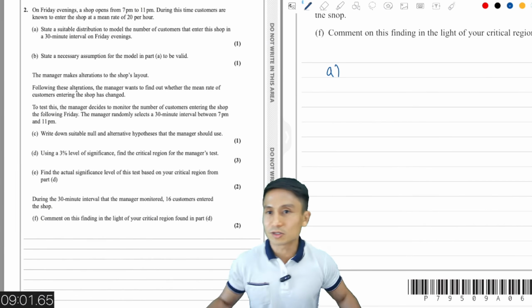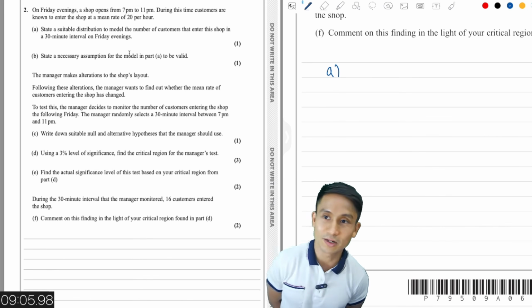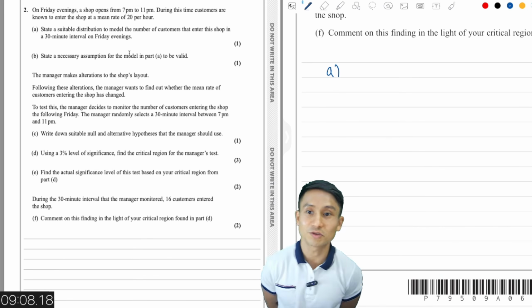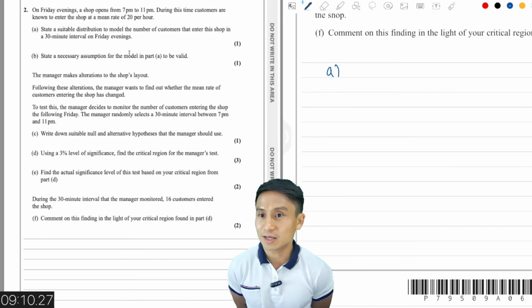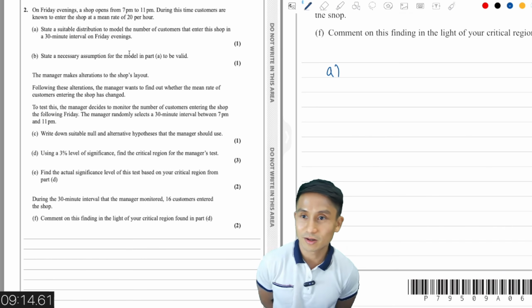On Friday evenings, a shop opens from 7 p.m. to 11 p.m. During this time, customers are known to enter the shop at the mean rate of 20 per hour. A, state a suitable distribution to model the number of customers that enter the shop on Friday evening.